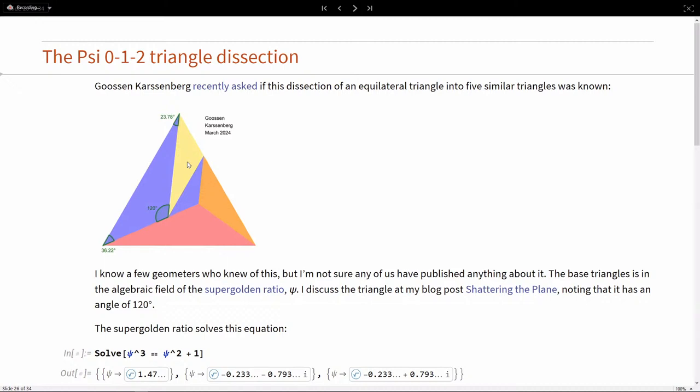Here's a solution for dividing a triangle into five similar triangles, and a person asked whether this was a known object. Well, it was known, but it wasn't published by anyone, so far as I know. So I decided to write it up more. It's based on the super golden ratio.